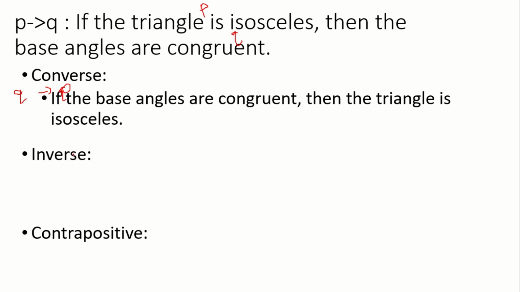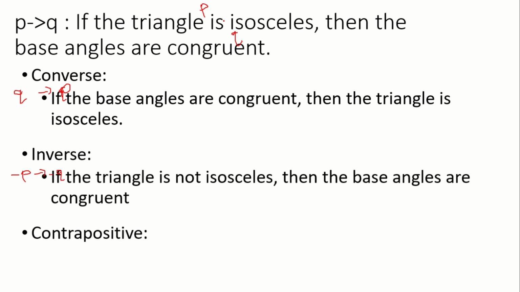Okay. Now, how about the inverse? The inverse will just take the negation of the hypothesis and then imply the negation of the conclusion. So what is the negation of this? Is not an isosceles. So if the triangle is not isosceles, or is not an isosceles triangle, then the base angles are not congruent.